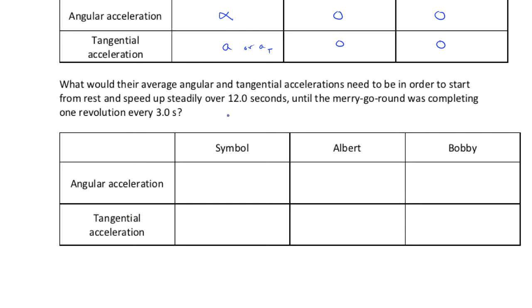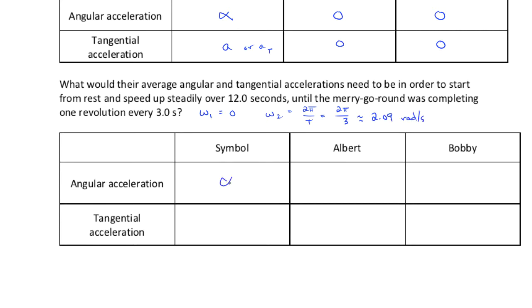We could ask a different question, though, where they do have an angular and tangential acceleration. So let's say they start from rest and they speed up steadily over 12 seconds until they're completing 1 revolution every 3 seconds. Well, here, their initial angular speed is equal to 0, and their final angular speed is equal to, again, 2 pi divided by the period, which is equal to 2 pi over 3 seconds, or approximately 2.09 radians per second.